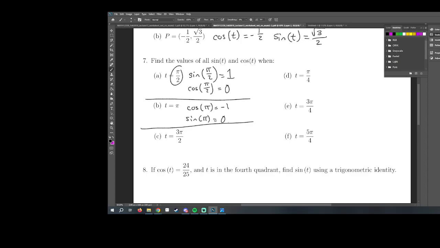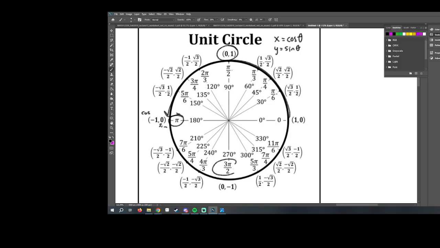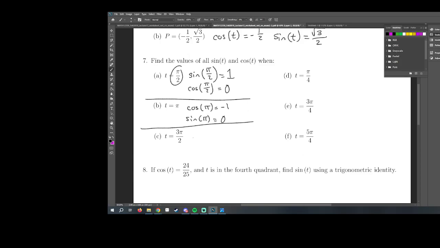Again, t equals 3 pi/2. I go back to my unit circle, find my 3 pi/2 angle. That's down here. The point that that angle makes is right here, and that point's coordinates are 0, -1. Remember, this is the cosine of 3 pi/2 and this is the sine of 3 pi/2, because the cosine is the x value and the sine is the y value. So that means the cosine of 3 pi/2 is 0, and the sine of 3 pi/2 is -1.